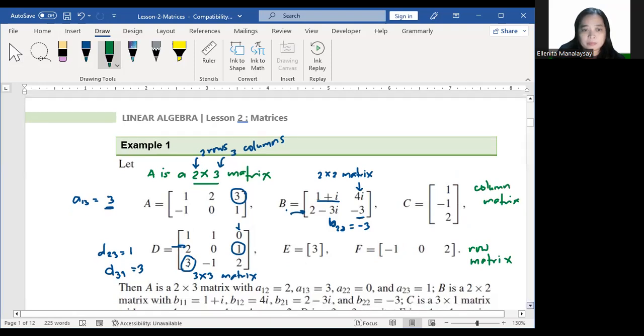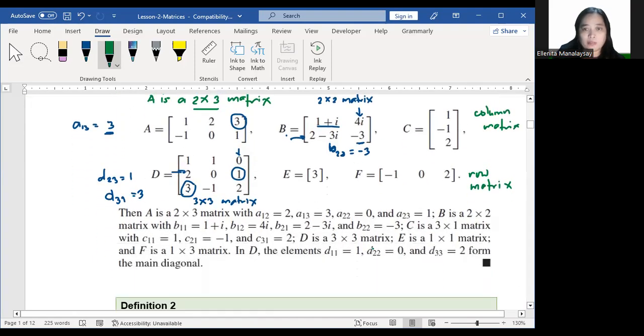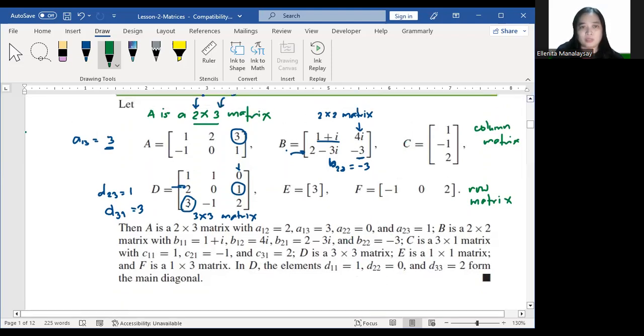These are some of the observations or descriptions of the given matrices. Another observation is that, since we're given matrices with different numbers of rows and different numbers of columns, I would like to point out, class, that there is no specific number of rows and no specific number of columns for which we can form a matrix.